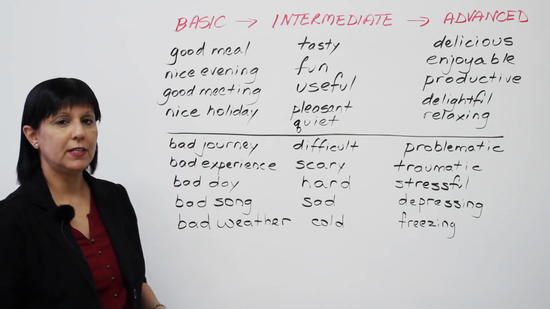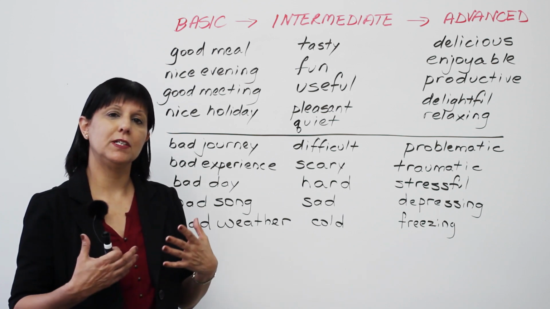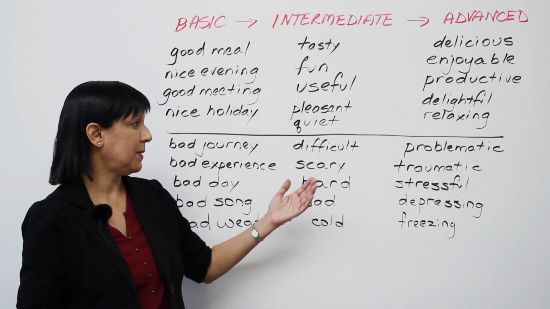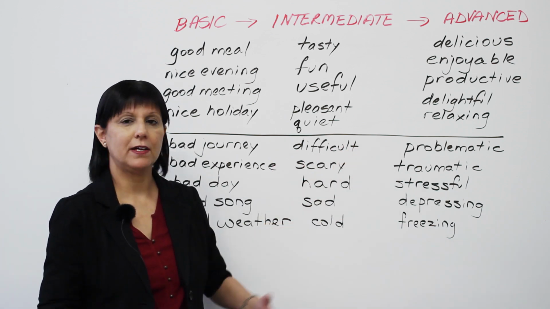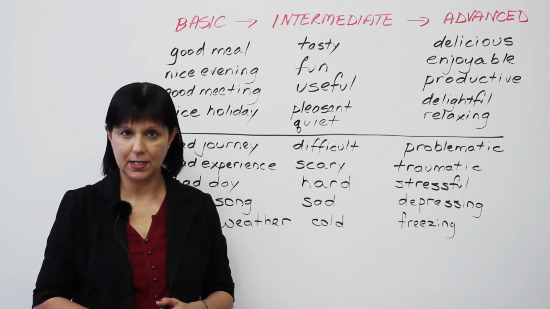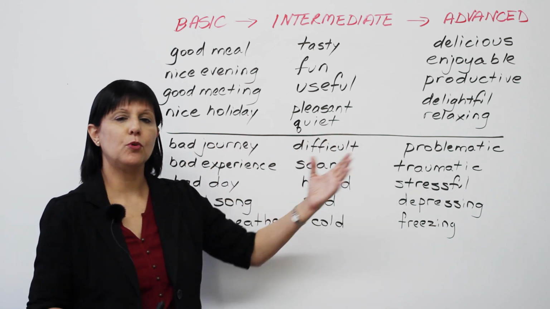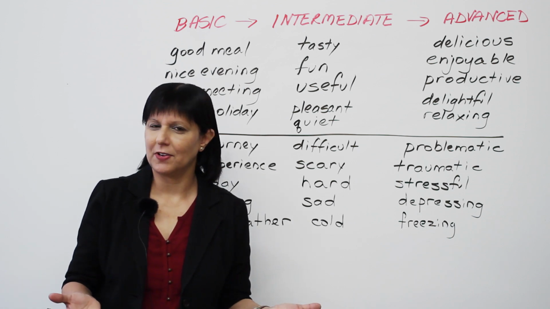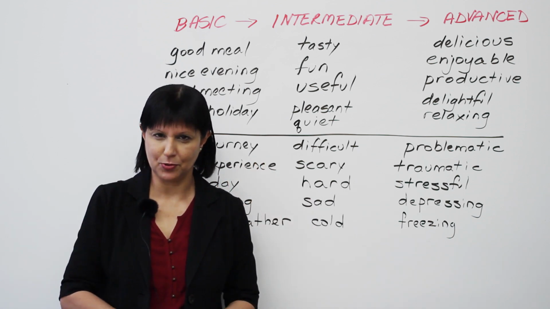If by nice holiday you meant that it was really a quiet holiday, then say quiet. A better word than quiet is we had a relaxing holiday. Okay? So you see how you're being more specific. Because when I say I had a nice holiday, it doesn't tell you very much. It just gives you a very general impression.